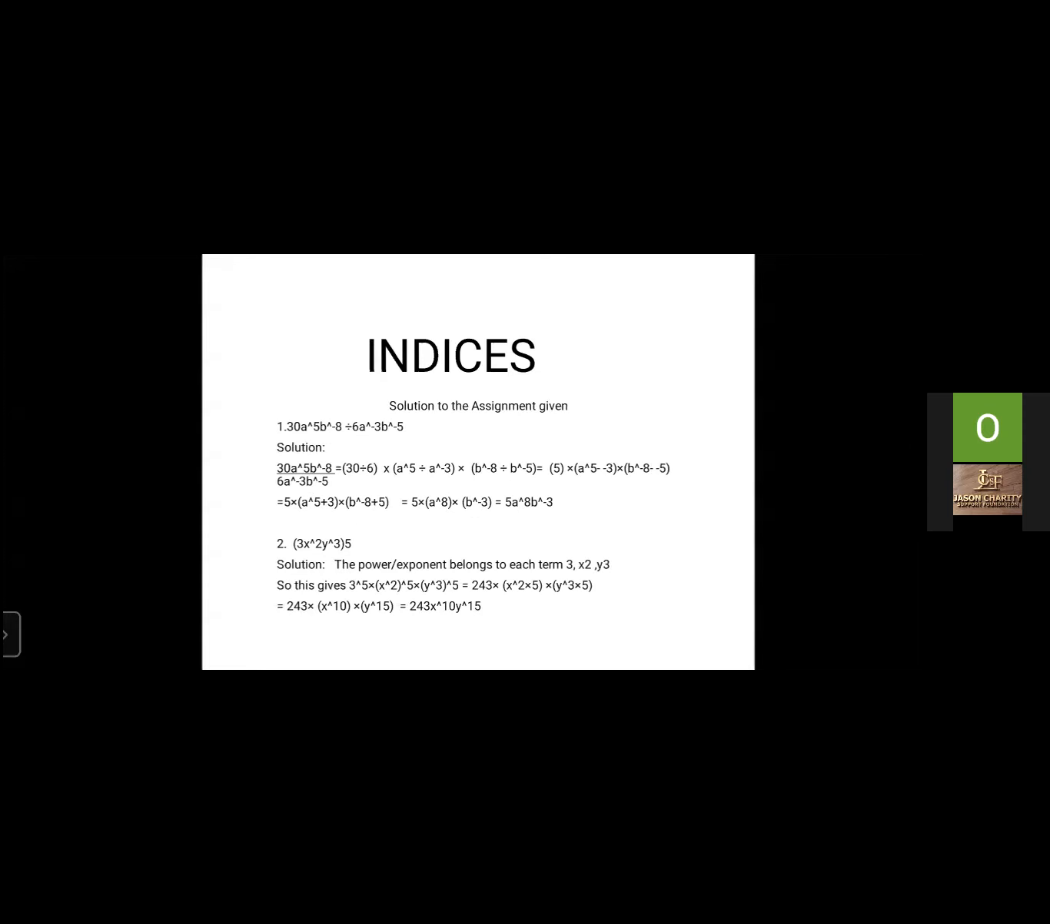So the first question is 30 a raised to power 5 b raised to power minus 8 divided by 6 a raised to power minus 3 b raised to power minus 5. So we are asked to solve this. Now, the first thing to do is, I wrote this out as normal division. We have 30 raised to power 5.